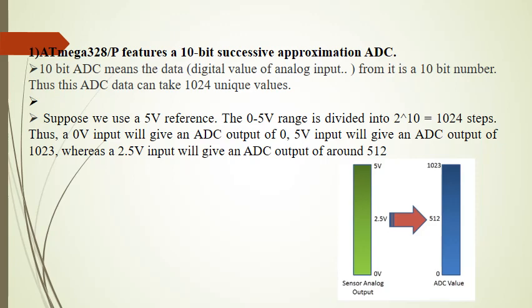Now, why is it 1023? Because we are starting from 0. And if the input given is 2.5 volts, then the output of the ADC will be around 512. So basically 10-bit means that the analog value will have 1024 steps.